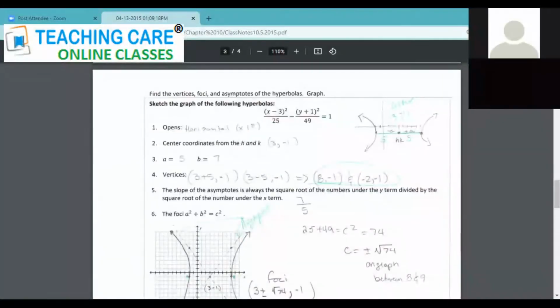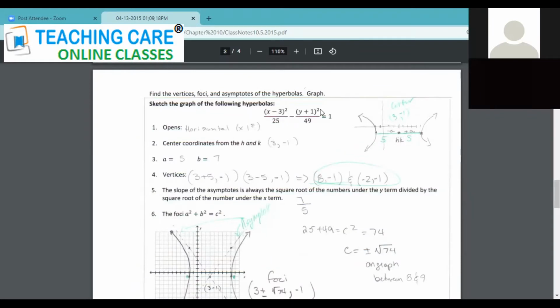So, for example, they have taken this problem: find the vertices, foci, and asymptotes of the hyperbola. See, x minus 3 the whole squared over 25 minus y plus 1 the whole squared over 49 equals 1 is given. Now when I look here, this is a and this is b. It is starting with x, so obviously it opens horizontally.